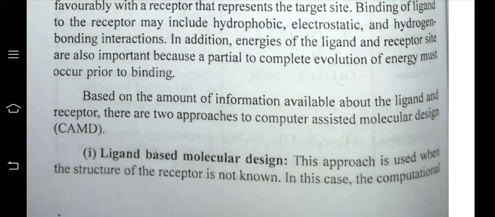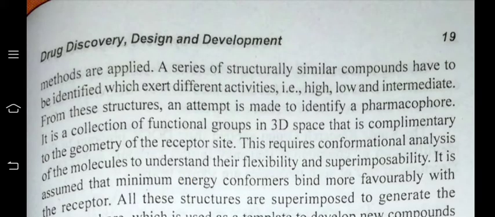In this case, the following methods are applied. A series of structurally similar compounds have to be identified which exert different activities, that is high, low, intermediate. From these structures, an attempt is made to identify a pharmacophore. It is a collection of the functional groups in 3D space that is complementary to the geometry of the receptor site. This requires a conformational analysis of the molecules to understand their flexibility and superimposability. It is assumed that the minimum energy conformers bind more favorably with the receptors.